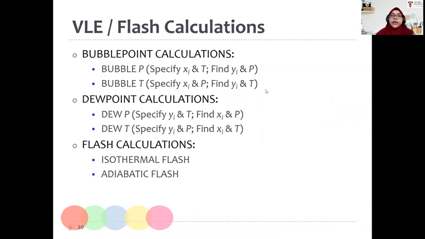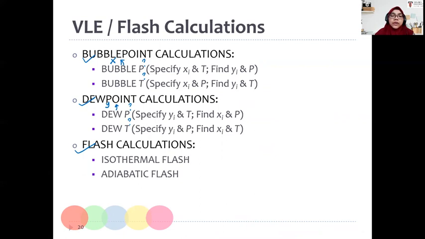Okay, in summary, for the VLE or flash calculation, we can perform the calculation based on the bubble point calculation, dew point calculation, and flash calculation. Bubble point means the composition in the liquid phase is given, so we need to find either the pressure or temperature. For the dew point, the composition in the vapor is given, so we need to find either the pressure or temperature.